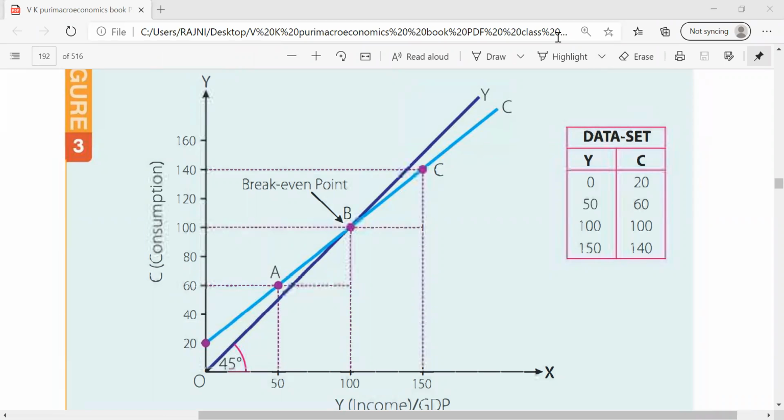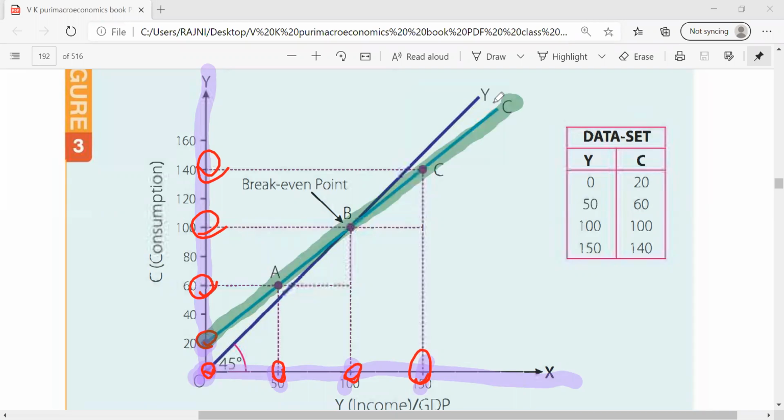Simply we can see very well here. On the x-axis, this is the income: 0, 50, 100 and 150. And on the y-axis, this is the consumption. So at 0 income there was still the minimum consumption. Then at 50 there was 60, then 100 and 100, then 150 and 140. And in this plot we can say our consumption was behaving in such a manner that it is going upward, and our income is behaving at an angle of 45 degrees.